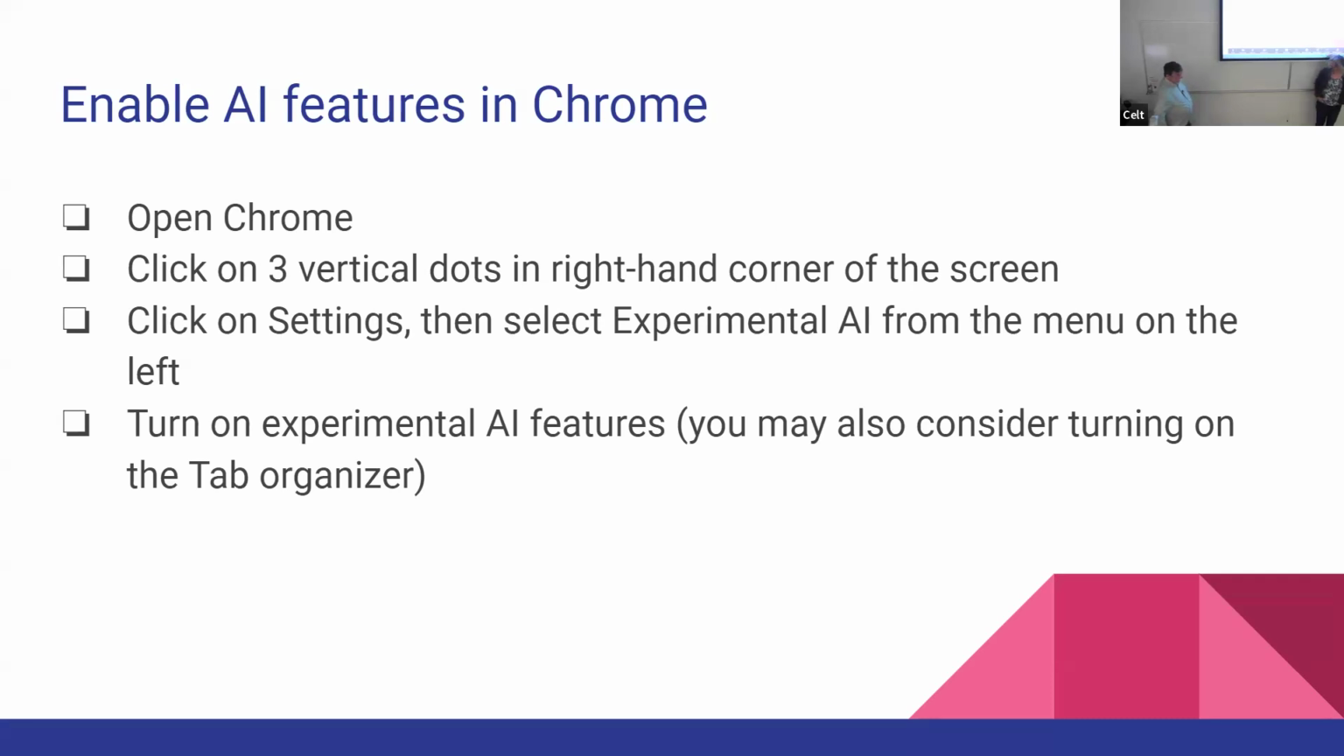So click on the 3 vertical dots in the upper right-hand corner of Chrome. And from there, you'll see a menu that should pop up. Click on Settings, and you should see a left bar menu if you're on a laptop, where you could then choose Experimental AI, which should be on the list. Scroll down to that, and then just turn on the experimental AI features when that menu pops up.